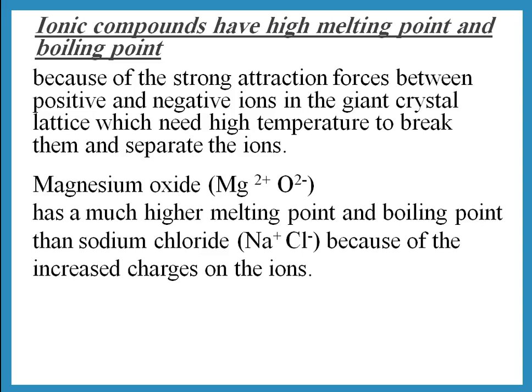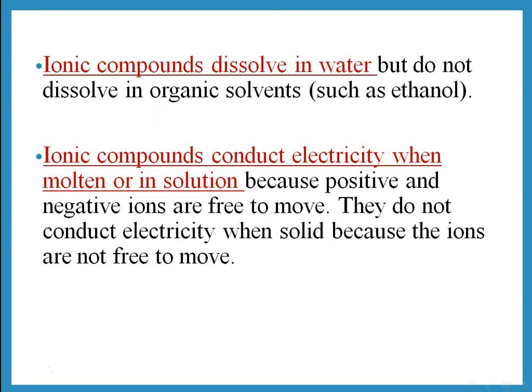Now, if we're comparing something like magnesium oxide and something like sodium chloride, which one has higher? The magnesium oxide has higher melting point because of the increased charges on the ions, which means stronger attraction forces between the positive and negative ions.